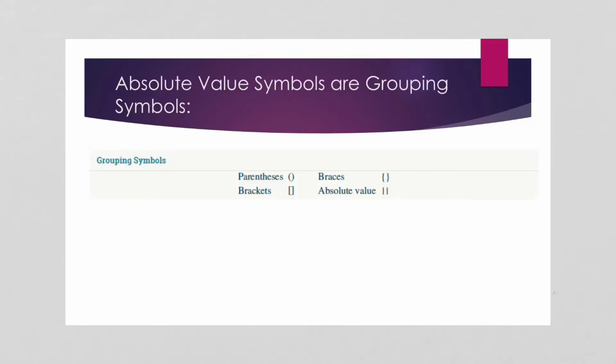All right, so we're adding to our list of grouping symbols. We used to only have 3, now we have 4. We're adding the absolute values to that. So absolute value bars are considered grouping symbols. Whenever you're following the order of operations, you've got to do what's inside the absolute value bars first.